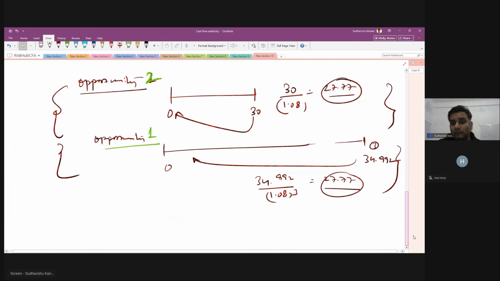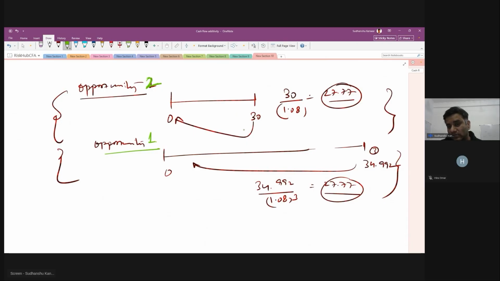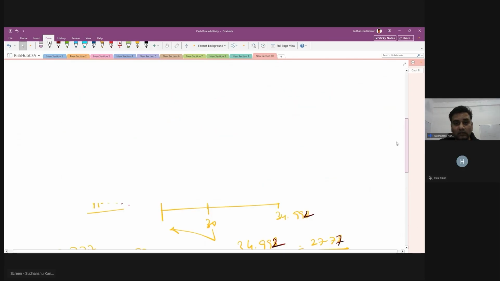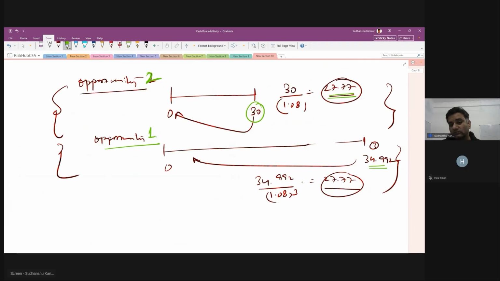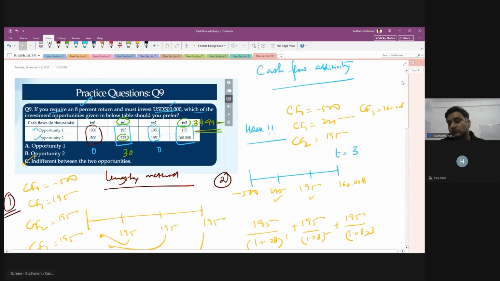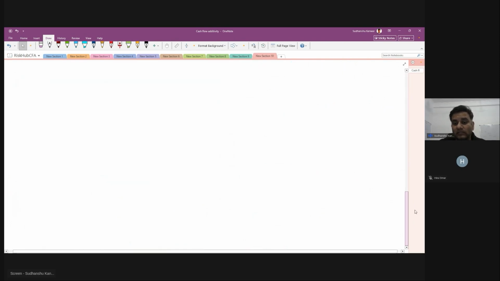I'm saying that okay, the rest is all equal. If I have to do a comparative analysis, here $30 is higher in opportunity 2, so the value comes out at 27.77. In opportunity 1, the last one is better, 34.992. That is better, so that is the advantage, and that's why I get it, right? So it will not be cancelled because the time periods are different. One is T1, one is T3. When time periods are not the same, it will never be cancelled. That's the whole idea of the time value of money study.